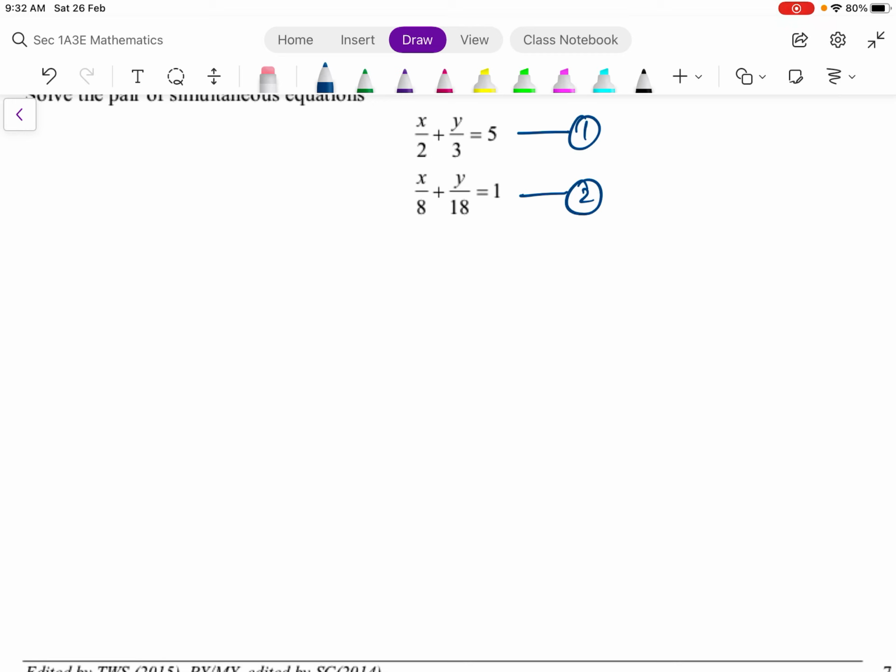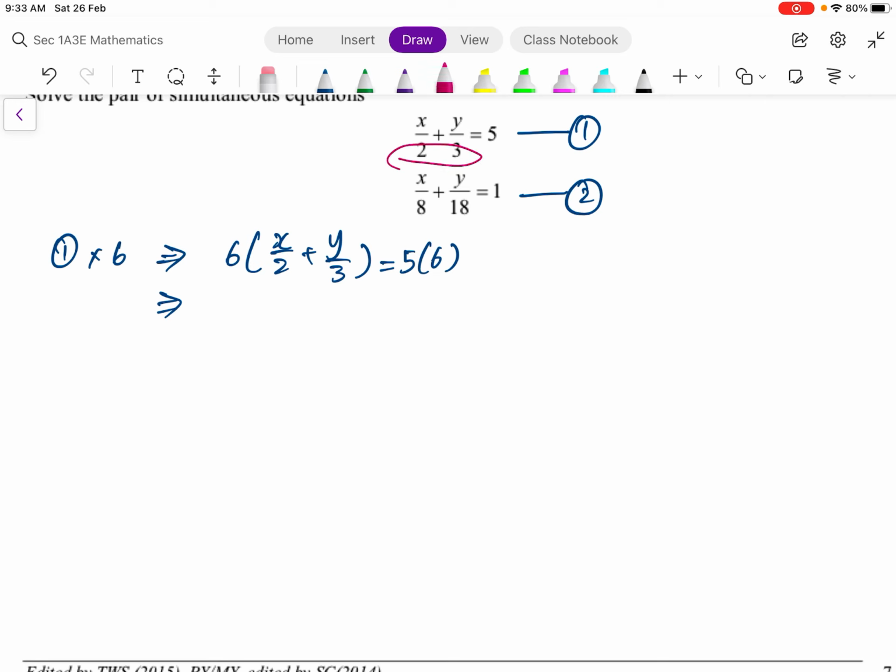One recommended way is to remove all the fractions first. Okay, so that is what I'll demonstrate to you first. So equation number 1, let us multiply it by 6. So on the left hand side, x over 2, y over 3. On the right hand side, 5 times 6. The reason why I multiply by 6 is because the LCM of the denominators 2 and 3 is 6.